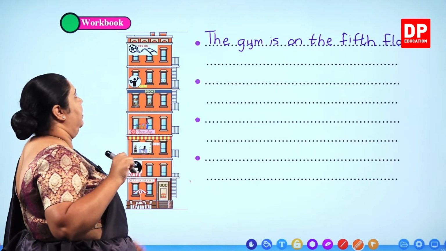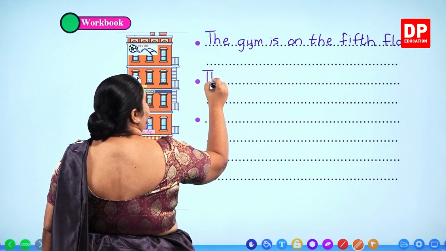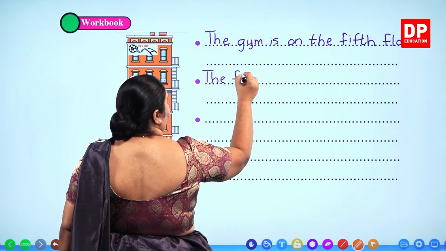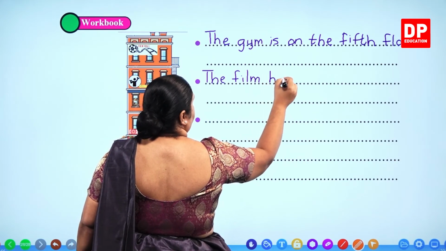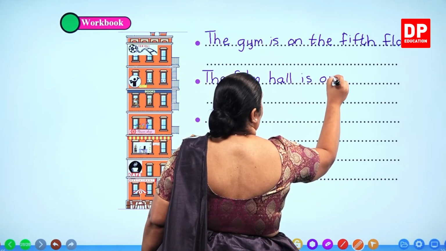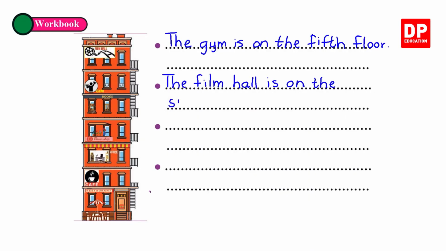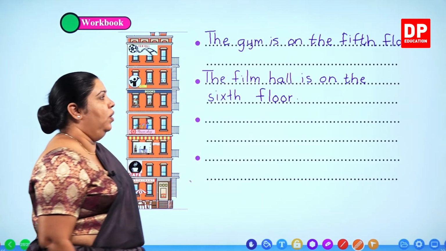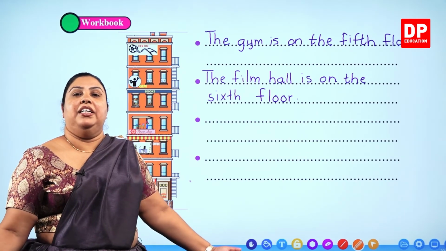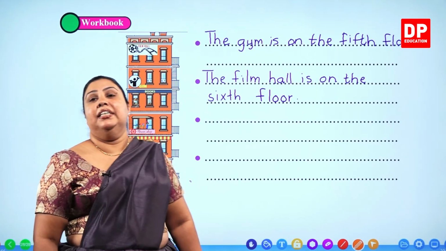Right? Then the last one. On the sixth floor, what do we have? The film hall. The film hall is on the sixth floor. Sixth floor. Right. The film hall is on the sixth floor. Right. So now we have completed our workbook activities for our lesson number 4.